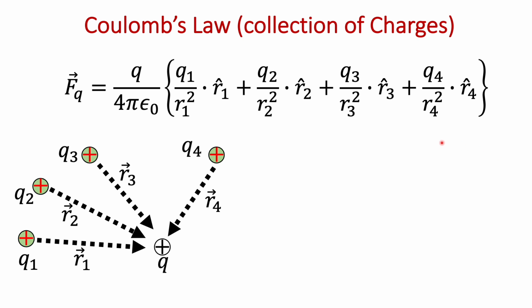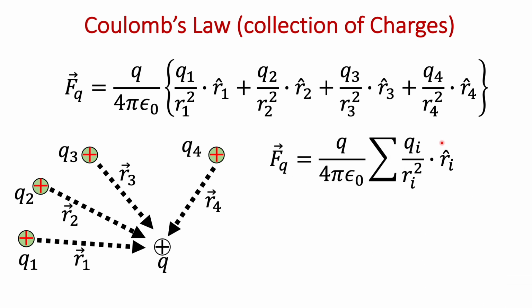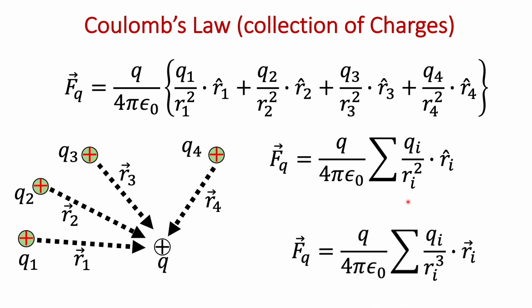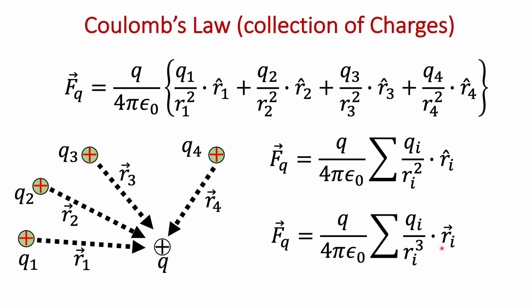We can also write this in a very short way by using the summation notation, and we can also replace our unit vector by the r vector by putting here r cube. So the force on charge Q due to all of the different charges, it doesn't matter how many we have, is simply a vector addition of the forces due to all the charges around it.